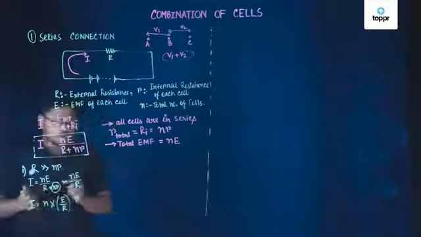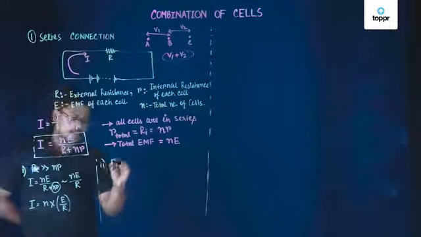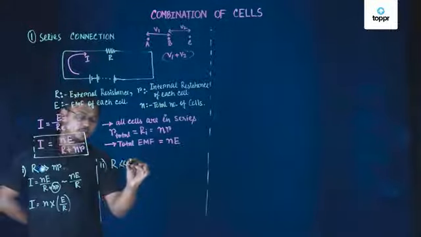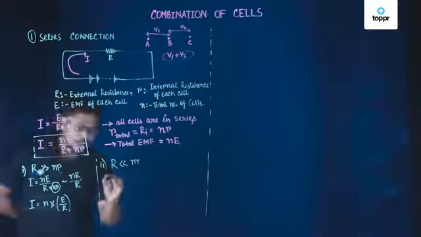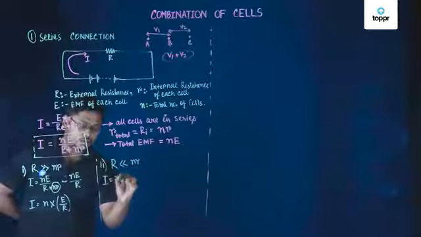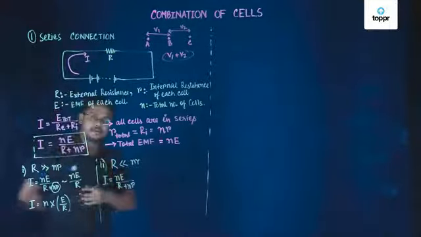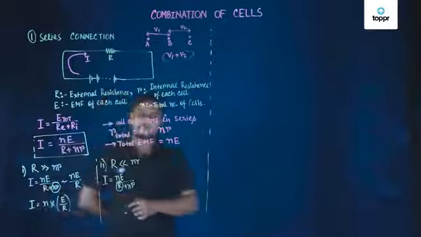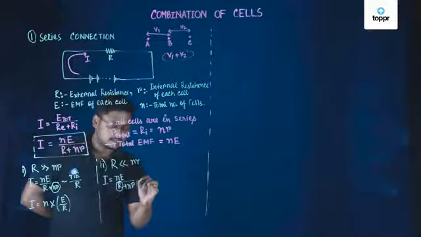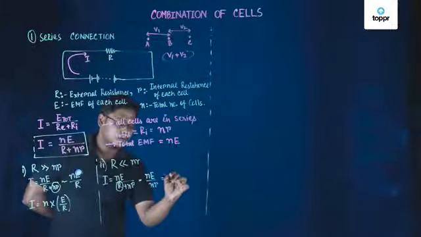Now let's look at the second limiting case, where the external resistance is very small compared to the total internal resistance. Let's start from the same formula: I is given by nE divided by R plus nr. In this expression we can ignore the value of R. So we can write it as just nE divided by nr, which is equal to E by r.